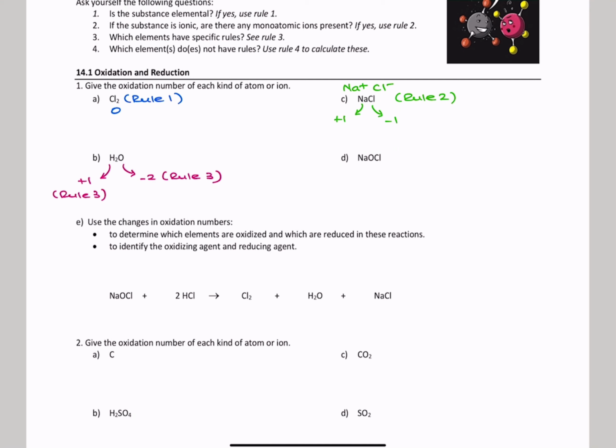Question D. NaOCl. Is the substance elemental? No, it's a compound made of sodium, oxygen, and chlorine. 2. Is the substance ionic? Yes, this substance is ionic, and if you recall your naming from chapter 5, NaOCl is actually sodium hypochlorite. Sodium hypochlorite is made of the sodium ion, Na+, and the hypochlorite polyatomic ion, ClO-.